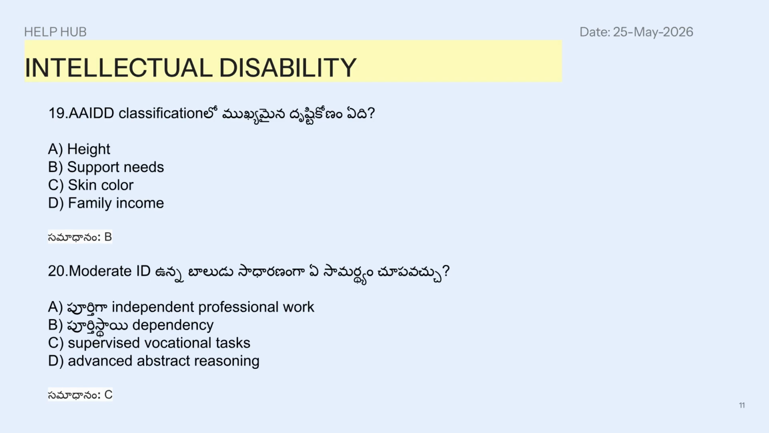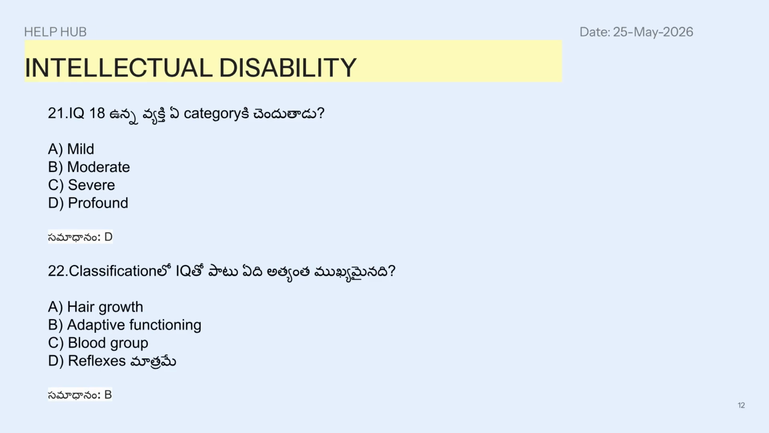Question 19. What is the main focus in AAIDD classification? The answer is B. Support needs. Question 20. What ability can a child with moderate ID generally show? The answer is C. Supervised vocational tasks. Question 21. What category does a person with an IQ of 18 belong to? The answer is D. Profound.